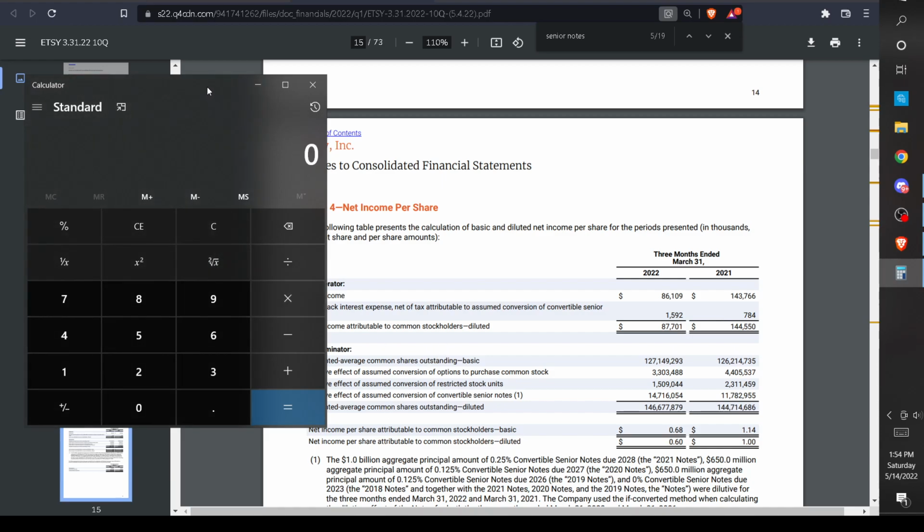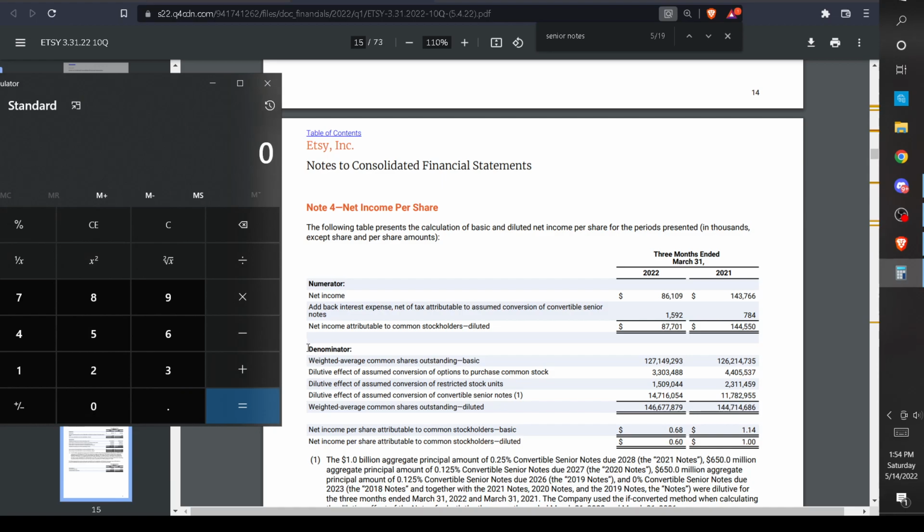Now we're going to calculate the diluted. Notice what they do in the denominator. When they're doing the diluted, they're looking at assumed conversions of options to purchase common stock. Notice that they say assumed. We don't really know if these employees are going to exercise or whatever, so we're just assuming that they are. We also don't know if the senior convertible notes are going to get converted for stock, but we're assuming that they are. So they add all of these things to this basic amount. You can see that the new weighted average common shares outstanding diluted is a higher amount. And then here on the numerator, we're adding back interest expense and all of this other stuff. And then we come up with a larger amount.